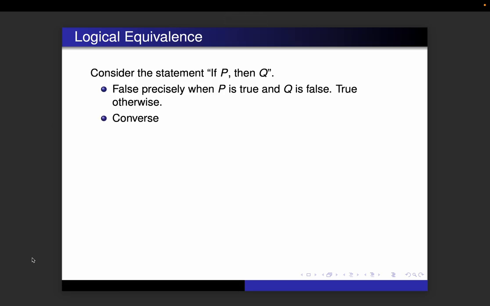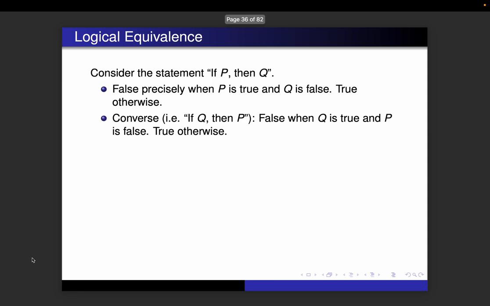The converse is if Q then P. That is going to be false precisely when Q is true and P is false. You can already see that's different than when the original conditional statement was false and true otherwise. So that is not going to be logically equivalent to the original statement. It was a good try, but it didn't work out.